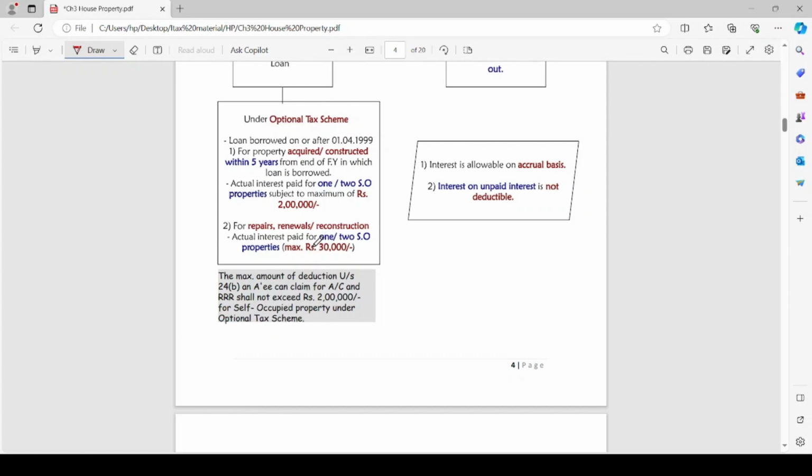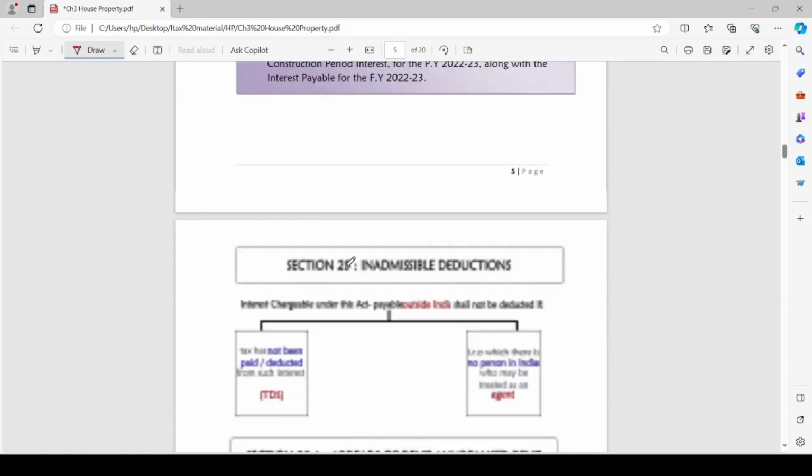But this 2 lakh and this 30,000 also have an upper ceiling limit of rupees 2 lakh under section 24B. Be it for acquisition or construction or for repair, renewal or reconstruction, the maximum amount an assessee can claim for self-occupied property under the optional tax scheme will not exceed rupees 2 lakh. The maximum amount that can be claimed under section 24B will be rupees 2 lakh only. This is a small clarity I want to give you.